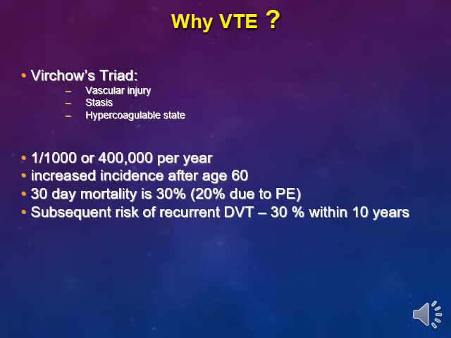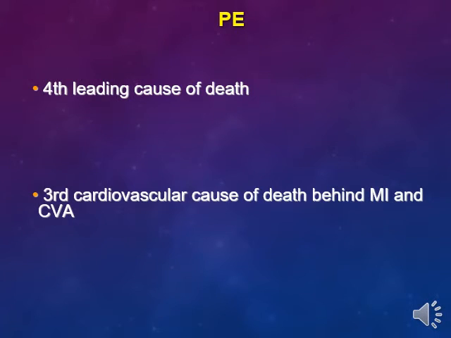The subsequent outcome of this disease affecting the vein leads to what is called post-phlebitic syndrome. It affects more than 30% of patients within 10 years. Pulmonary embolism is also the fourth leading cause of death among all diseases. It is the third cardiovascular cause of death after myocardial infarction and cerebrovascular accidents.